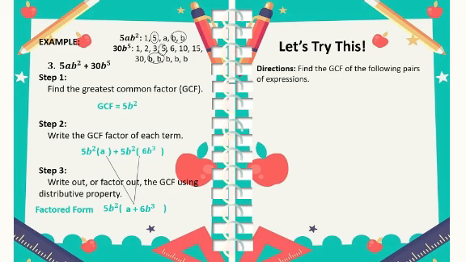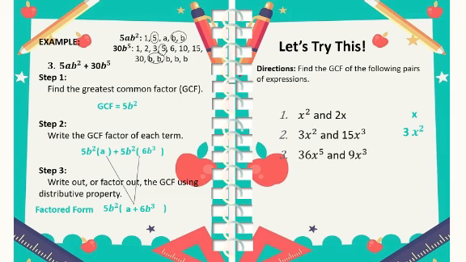Now, let's try this. Direction: find the GCF of the following pairs of expressions. First, x squared and 2x. What is the GCF? Right, it is x. Second, 3x squared and 15x cubed. What is the GCF? Right, it is 3x squared. Next, 36x raised to 5 and 9x cubed. Right, it is 9x cubed.